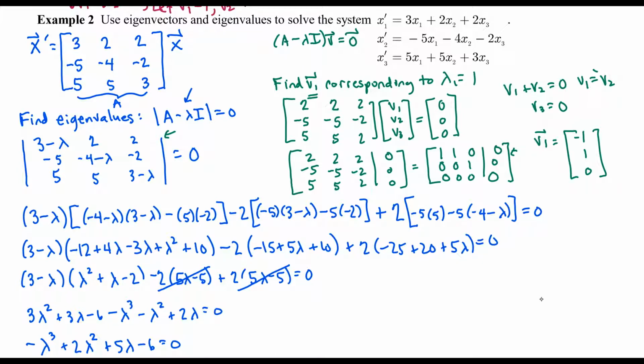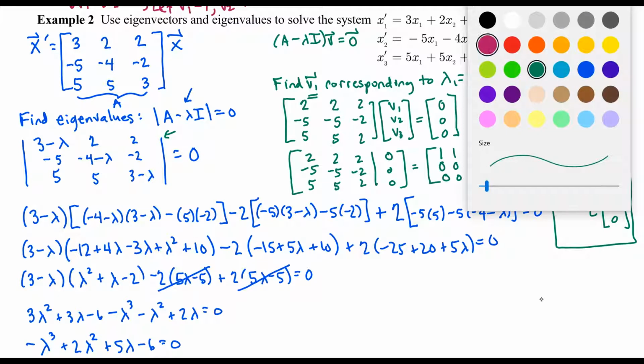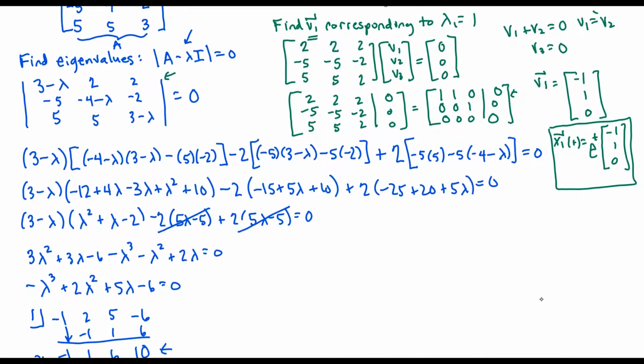So we have one particular solution, x sub 1 of t, equal to e to the lambda t times eigenvector negative 1, 1, and 0. So there is one particular solution, and we need to find 3 more. So let's look at our second one. We're going to find the second eigenvector v sub 2 corresponding to the second eigenvalue lambda 2, which was negative 2.